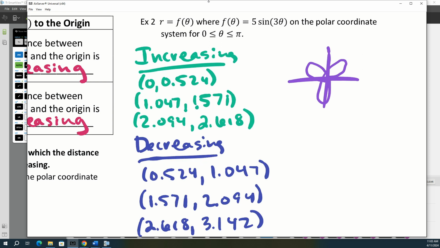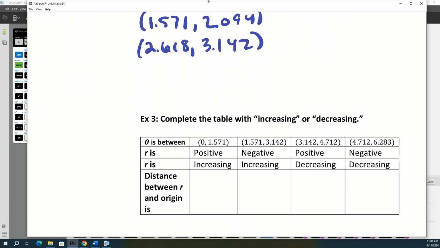Okay. All right, and then the last one, and I kind of like these questions. You don't need your calculator for it. You just know kind of where r is positive and negative, where r is increasing and decreasing, and you decide if the distance between r and the origin is increasing or decreasing. So you guys fill in that table on your own using the rule.